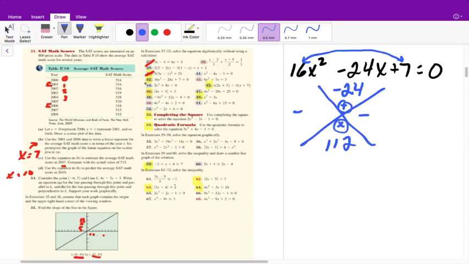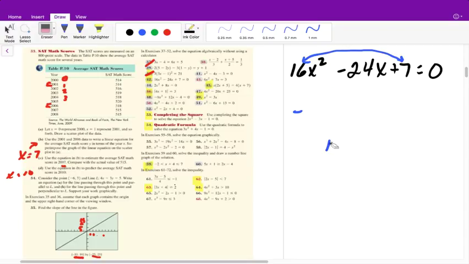All right, so this actually can't be factored because there's nothing that multiplies to 112 that actually adds to 24. So this is actually a good example because if we can't factor, that means we have to use one of the other methods. Now, I'm going to go to completing the square, and I'll tell you why I'm going to go to completing the square.